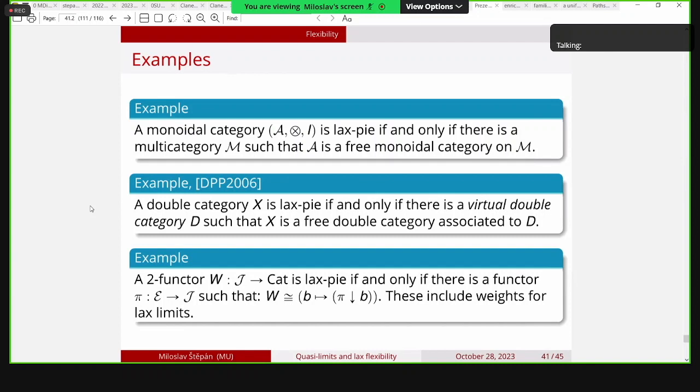Another example is that a two-functor is lax pi if and only if there is some other functor W over J such that this functor is given by sending B to this comma category. In this case, it's quite restrictive, but this, for example, includes weights for lax limits. So I guess the ordinary pi algebras mean that there is some free structure on the underlying objects, but the lax pi ones tell you that there's some underlying multi-category in your algebra.